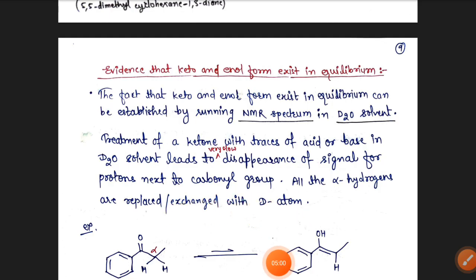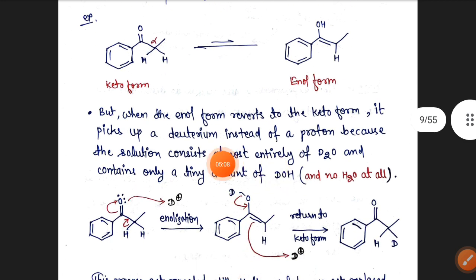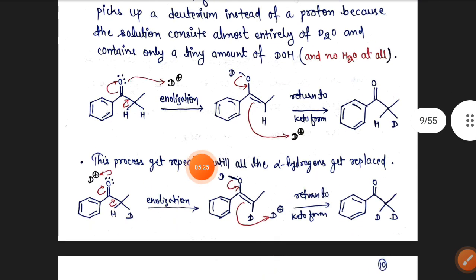All the alpha hydrogens are replaced or exchanged with deuterium atoms, and this is the keto-enol form. But when the enol form reverts to the keto form, it picks up a deuterium instead of a proton, because the solution consists almost entirely of D2O and contains only a teeny amount of DOH. And this is the mechanism here.